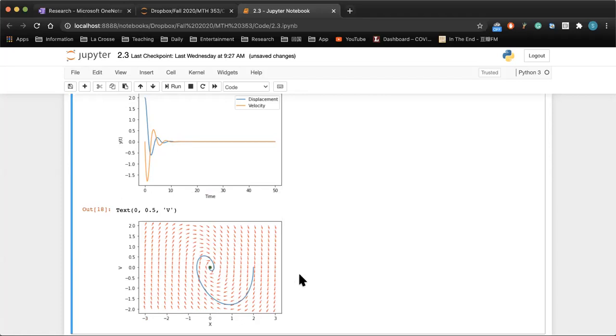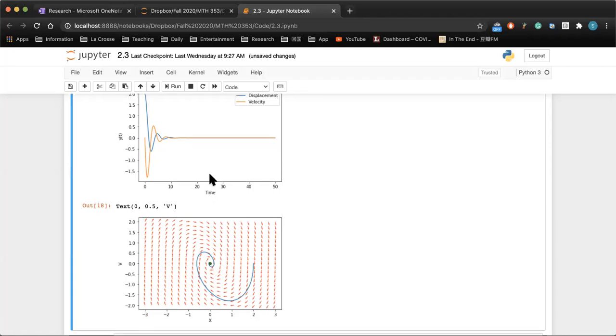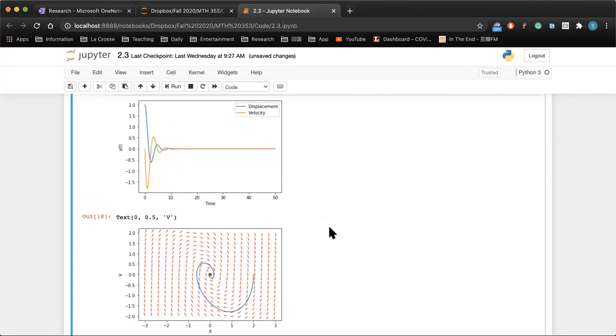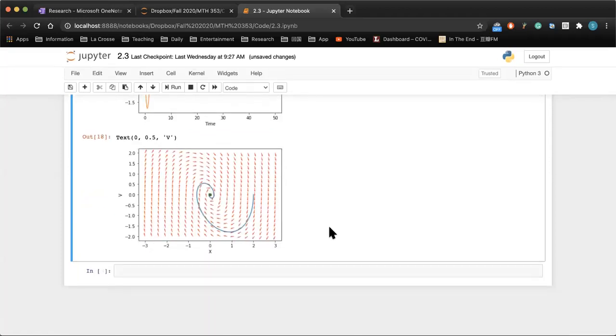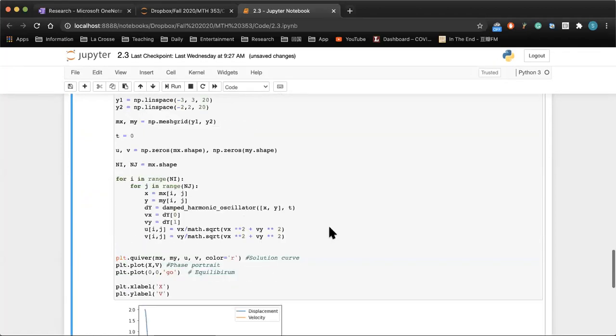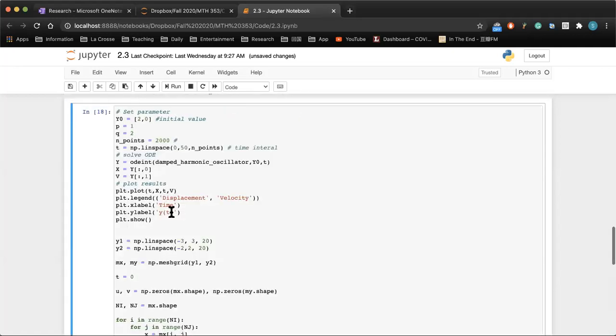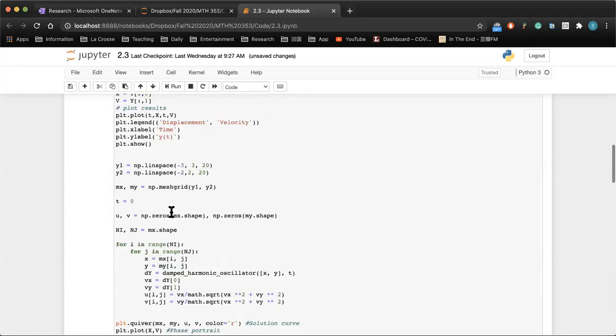And eventually, you won't keep oscillating. Eventually, you stop somewhere because you're damped. The friction eventually is going to absorb all your energies and transfer them into heat. So the whole thing stops. Okay? That's basically what we got for the damped harmonic oscillator. Make sense to everybody?